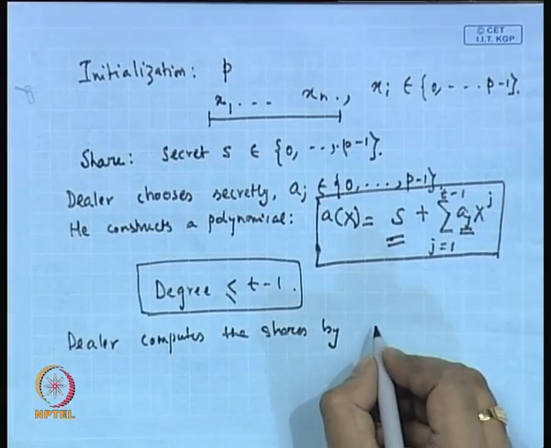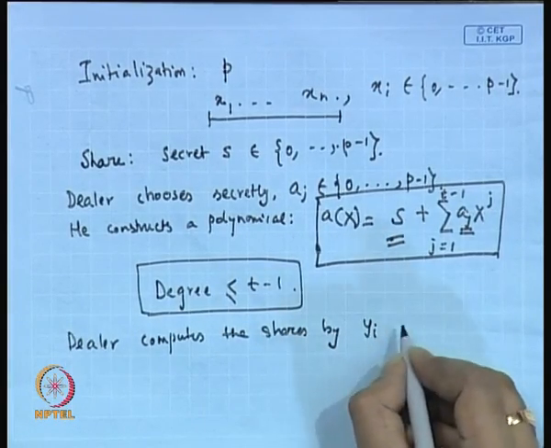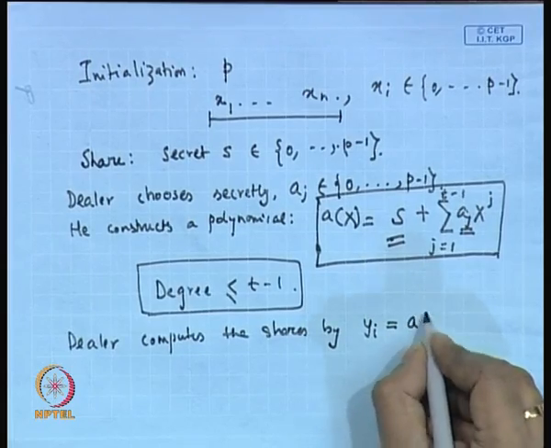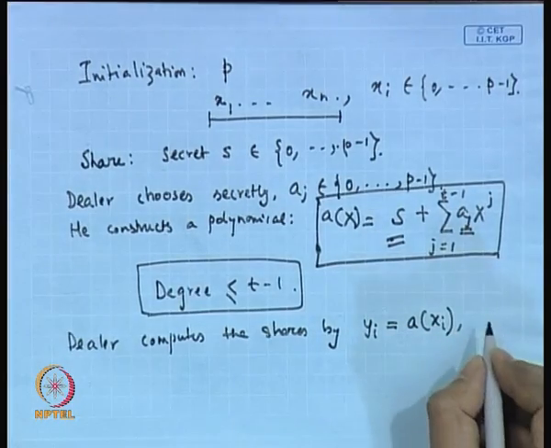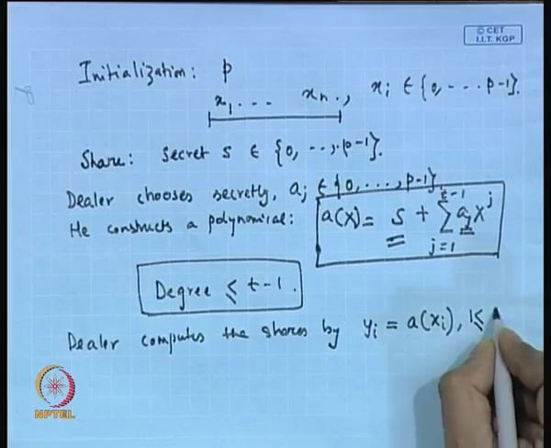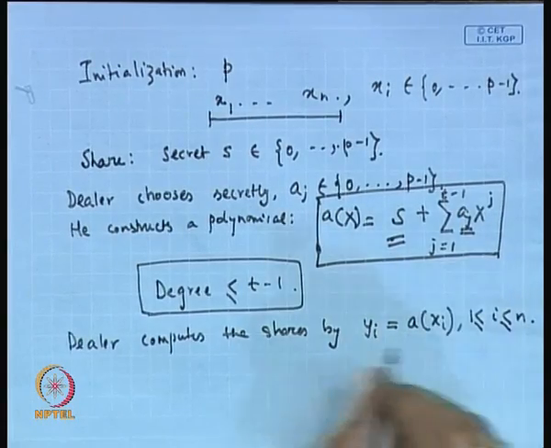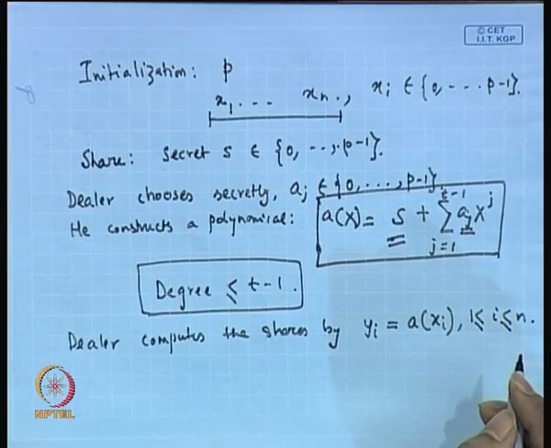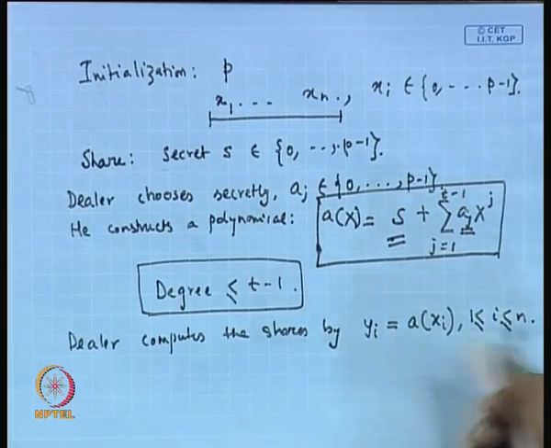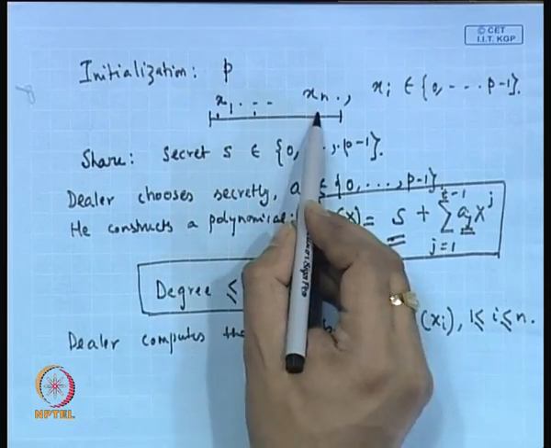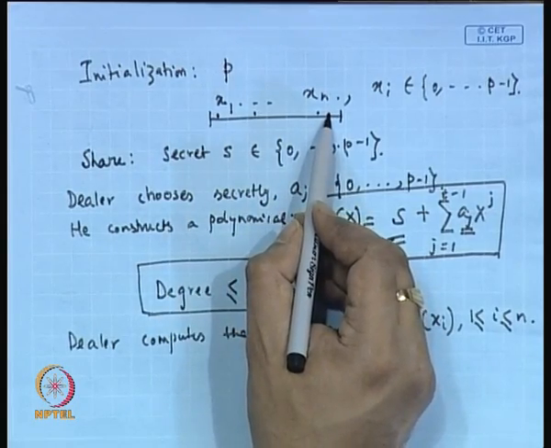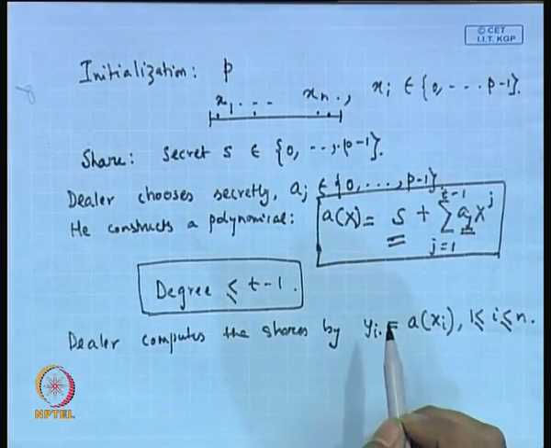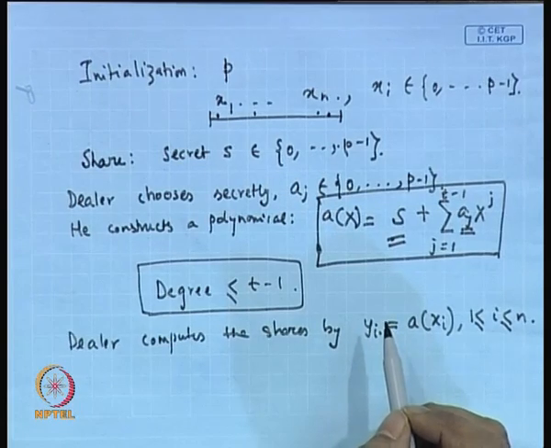The dealer computes the shares by calculating all the y i values, by evaluating the polynomial at the point i. So, i could be varied from 1 to n. For all n values, it creates n such shares. Okay. So it takes all these x 1 values, x 2 values, and so on till x n values, and it creates the corresponding y i values.